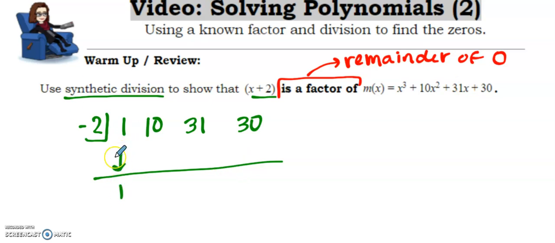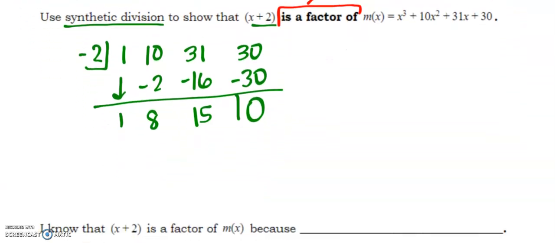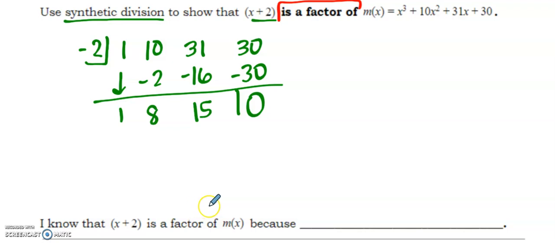So I bring down the 1. -2 times 1 is -2. 10 minus 2 is 8. -2 times 8 is -16. Adding those down, I get 15. -2 times 15 is -30, and I get a remainder of 0. Okay? So I know that x plus 2 is a factor of m of x because my remainder was equal to 0.